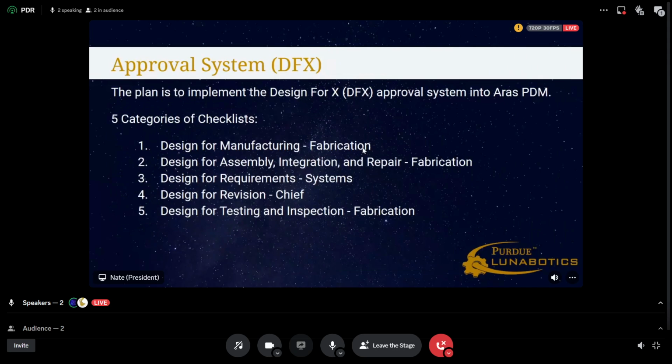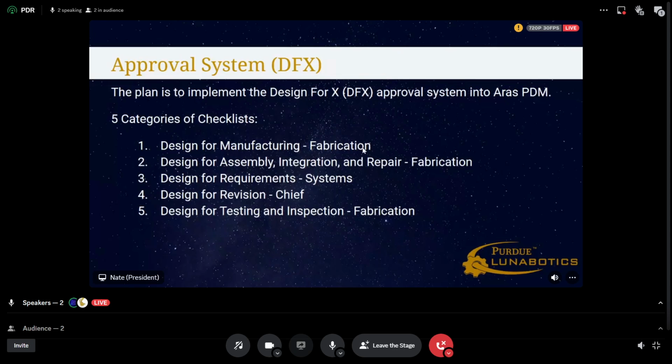And last but not least, this is more for the mechanical sub-teams, but similar to last year, we will be using an approval system to check off our parts and make sure they're ready for assembly. This system is called Design for X, or DFX, and right now we are trying to get it implemented into Eris. If that doesn't happen, we'll have to fall back onto some checklist system with our Google Sheets.